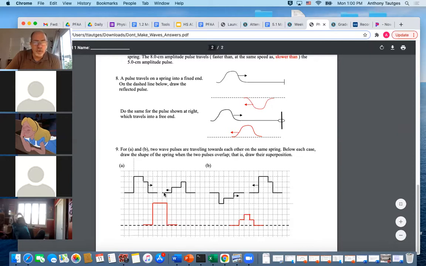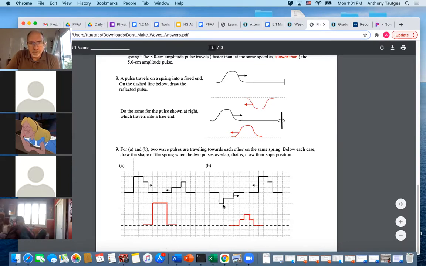So while they overlap, the spring is going to momentarily look like this as they superpose, as they interfere. After they emerge from one another, this one will be traveling to the left over here. This one over here will be traveling to the right over here.